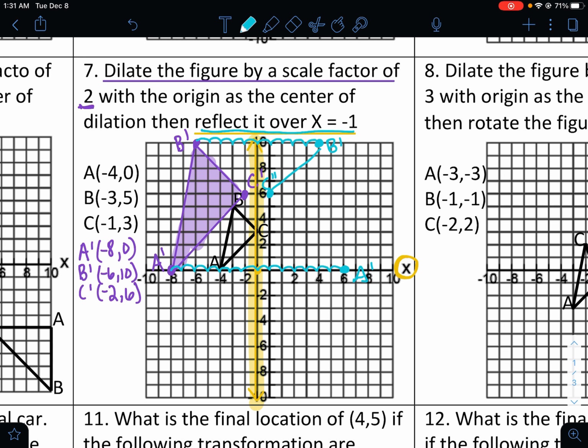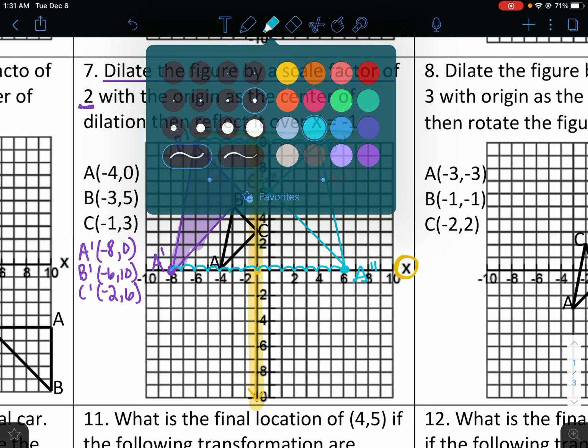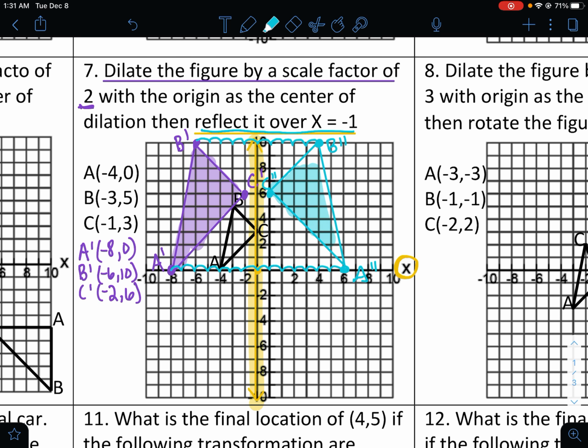I'm going to connect the points. Oh, I'm sorry. These are both double prime. All right. Connect the points to make a new triangle. And it should be the spitting image of the previous triangle, just flipped. Sorry. All right, so there you go.